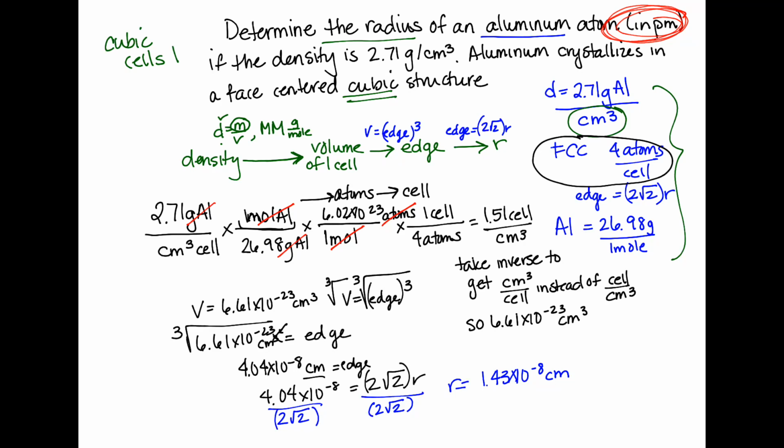All right, so a little bit more unit analysis practice. We know that there are 100 centimeters in 1 meter, and we know that 1 meter has 1 times 10 to the 12th picometers. So that comes out to be the radius is 143 picometers. So we got our answer here.